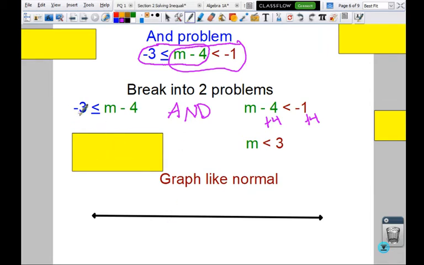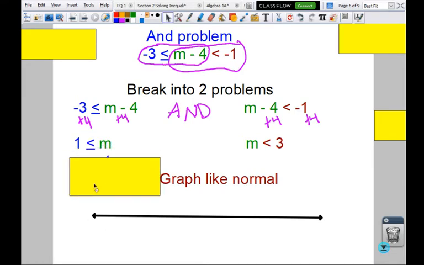And same thing on this side, I would add 4 to both sides. And I get 1 is less than m. But is my m on the left side? Nope. So I need to flip the whole thing. I get n is greater than or equal to 1.